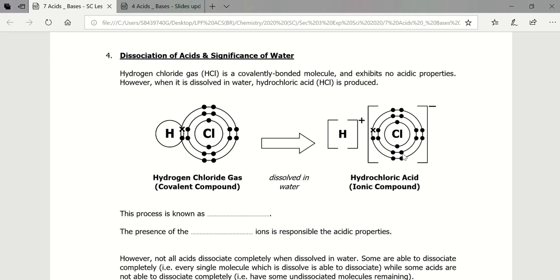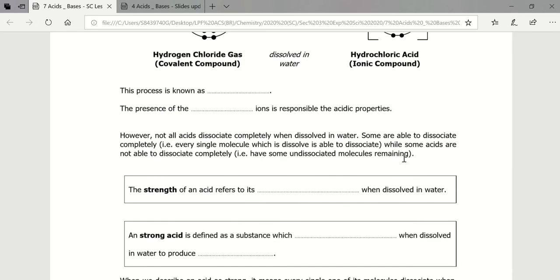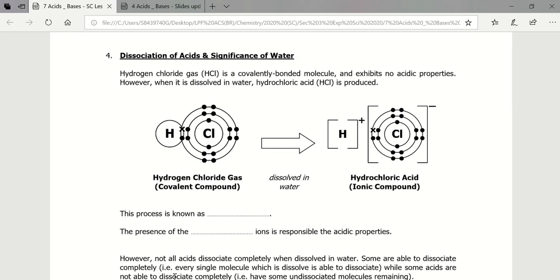Hi everyone, so today we're going to learn about dissociation of acids and strengths of acids. So if you can turn with me to your theory book to page 88. Okay, so let's start. So what are we learning today?